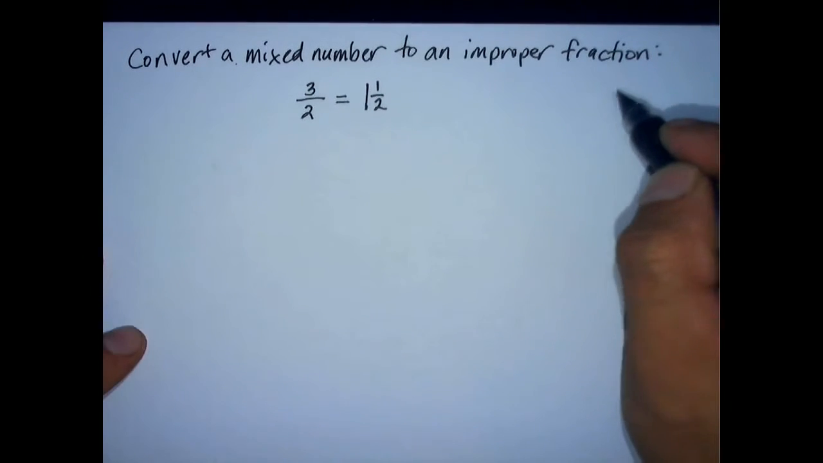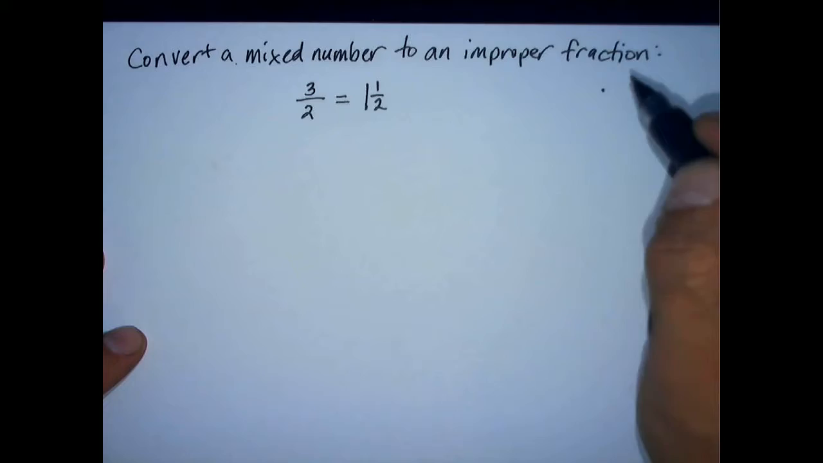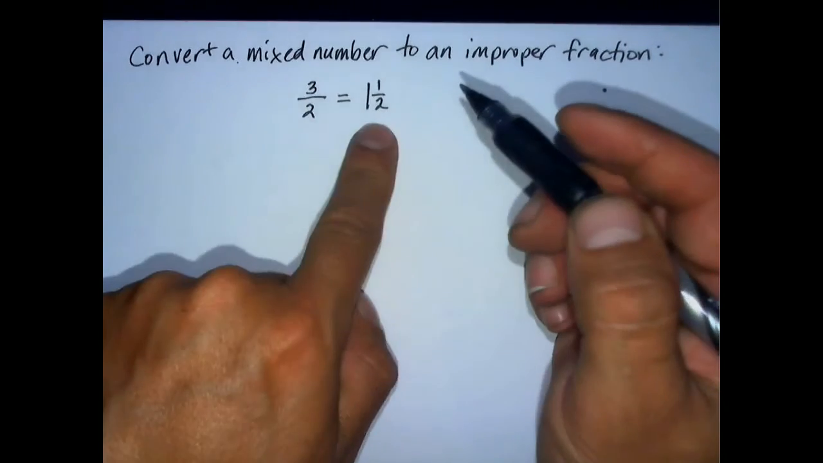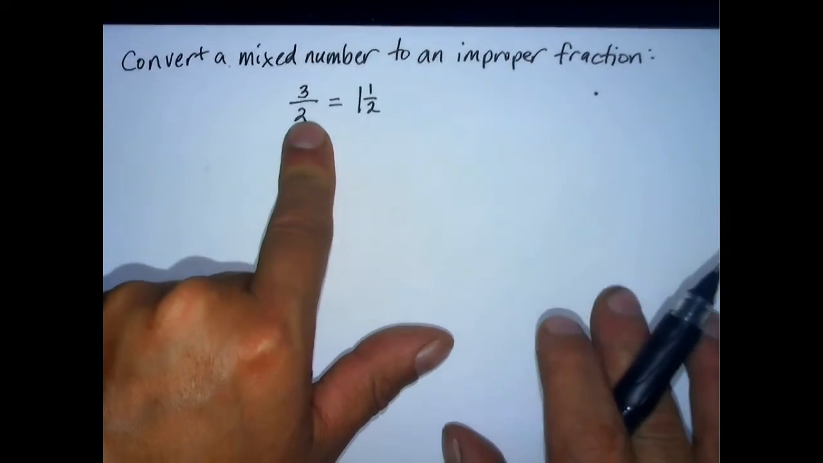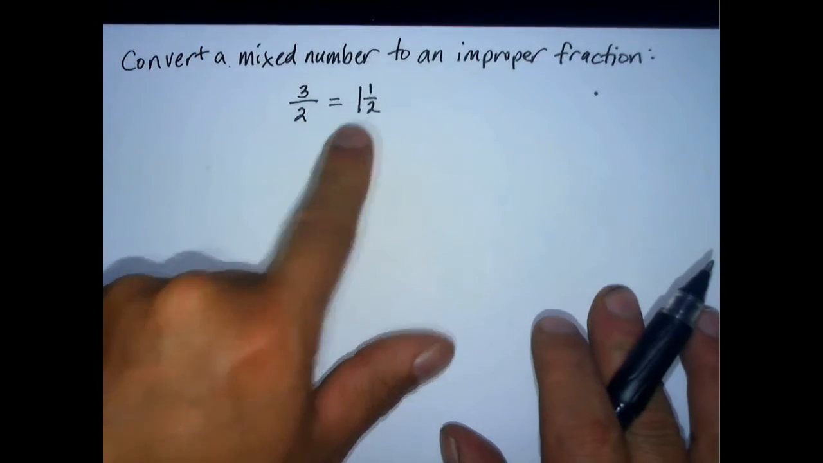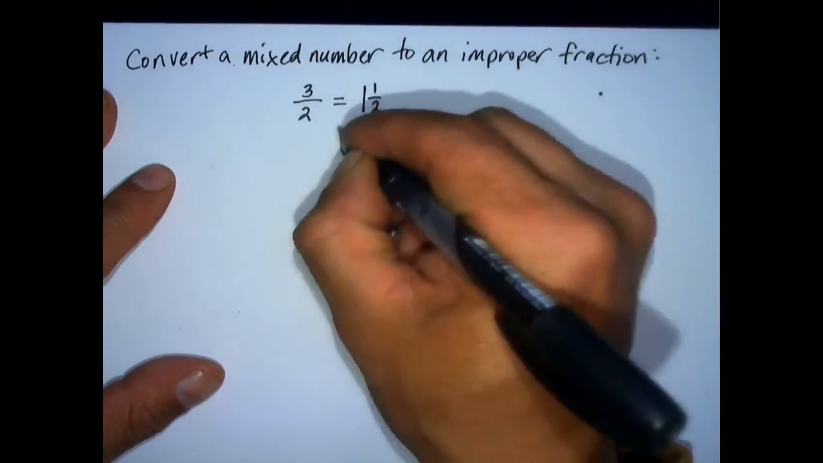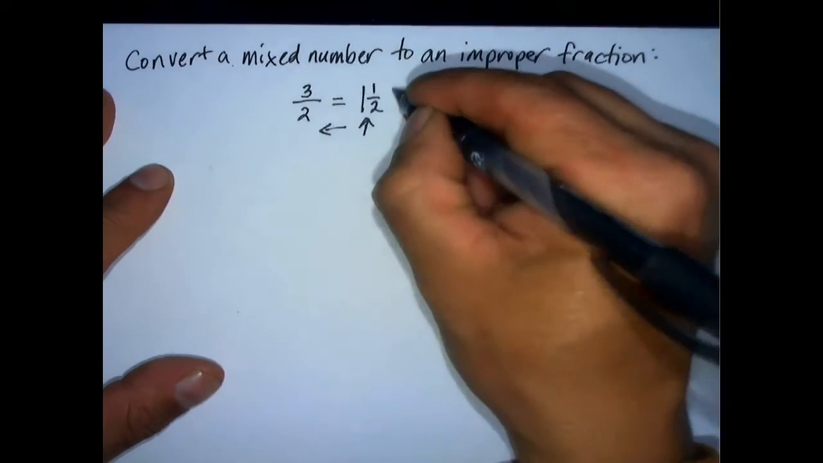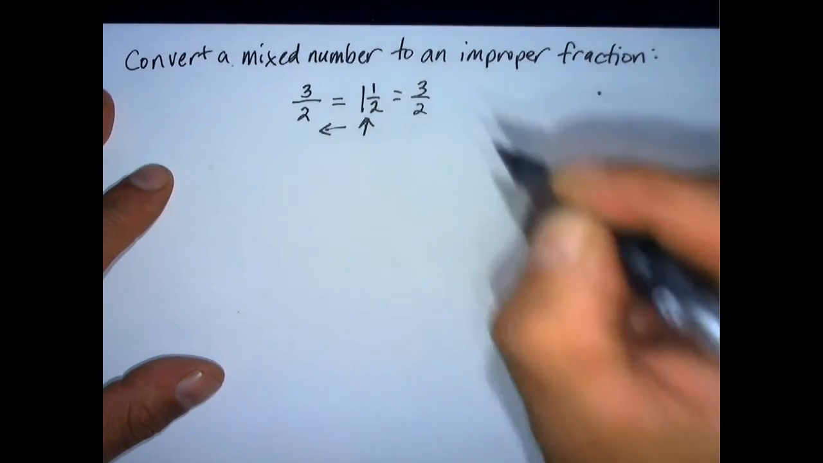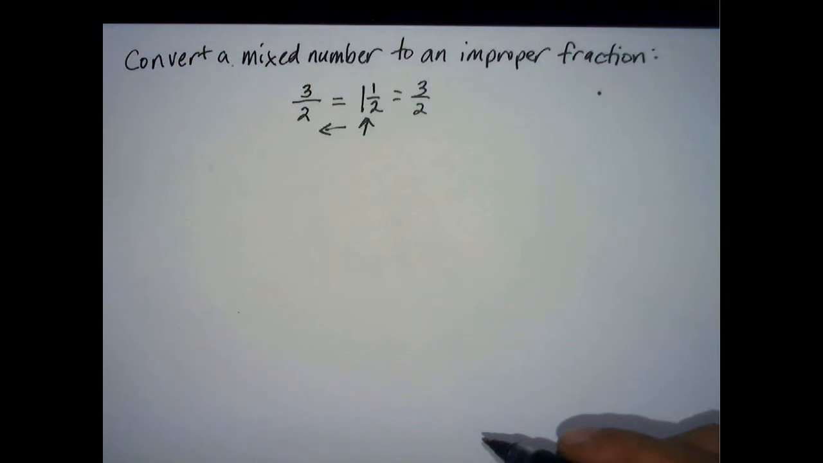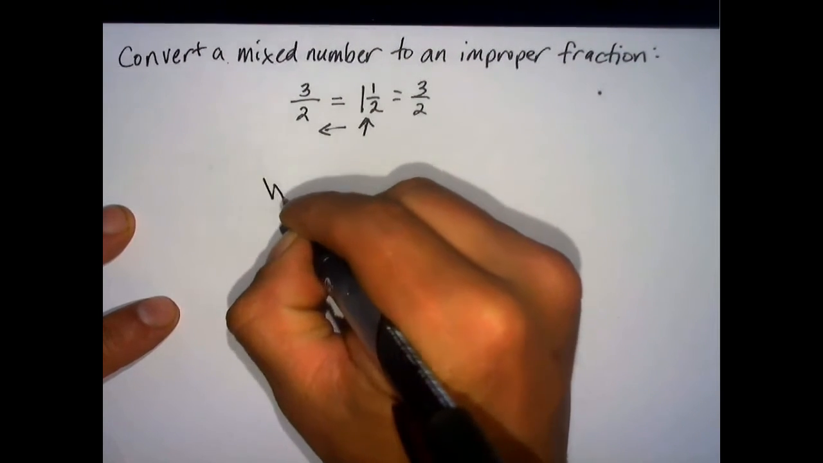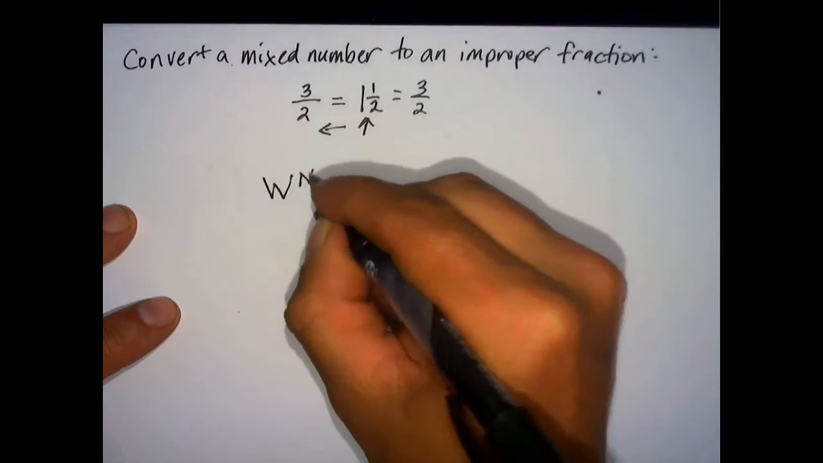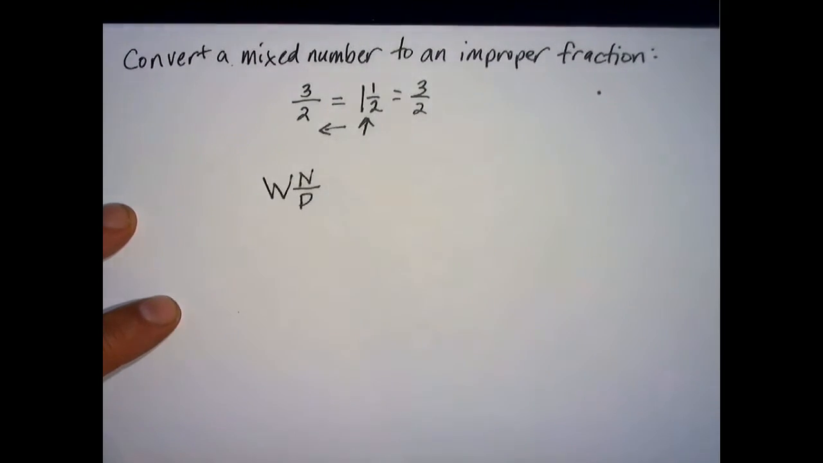This is a good way to remember this. We're going to convert a mixed number to an improper fraction. So we start with a mixed number and end up with the improper fraction. I did it backwards. Start here and go this way. I'm going to write this as whole number, numerator, and denominator.